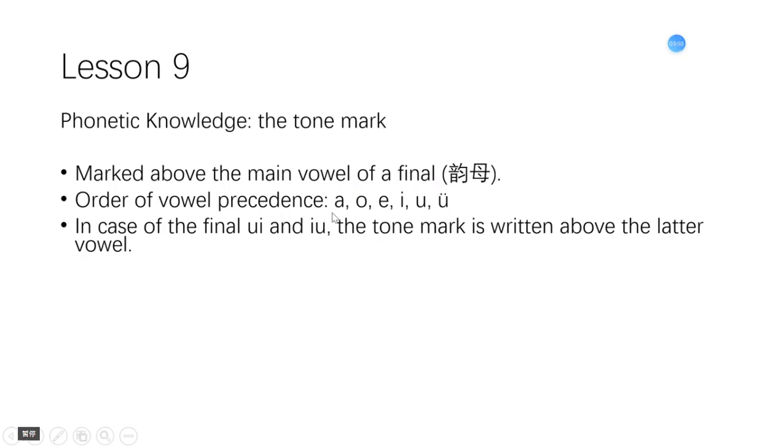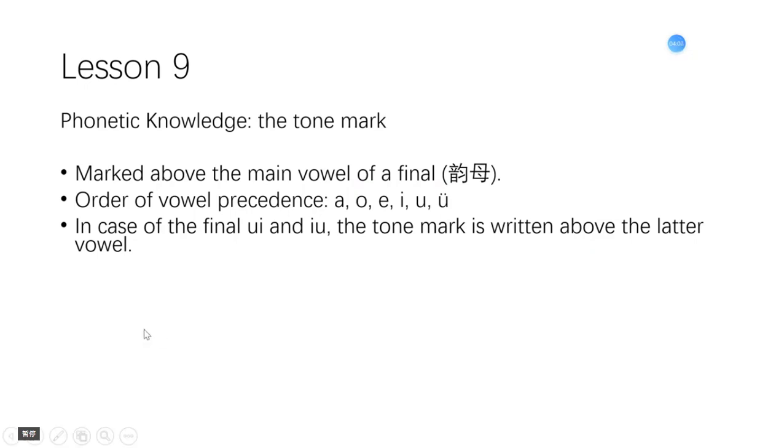Okay, so when you see there's an a in the final, you put the tone mark above a. If there's no a, or there's both a and some other vowels, we go according to this order.